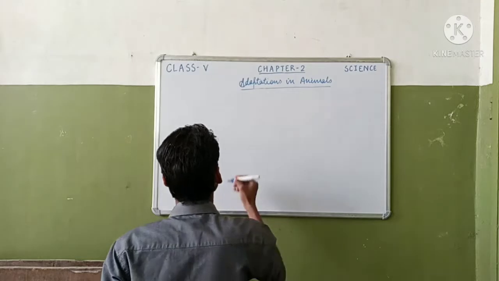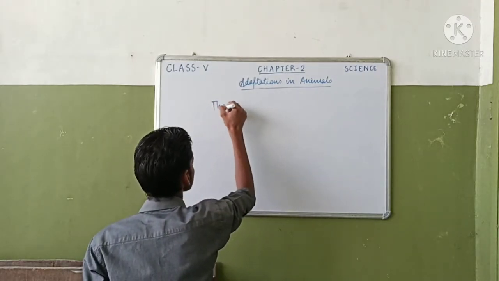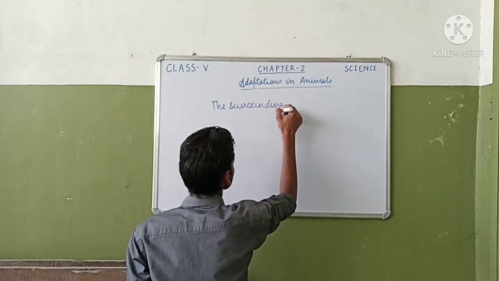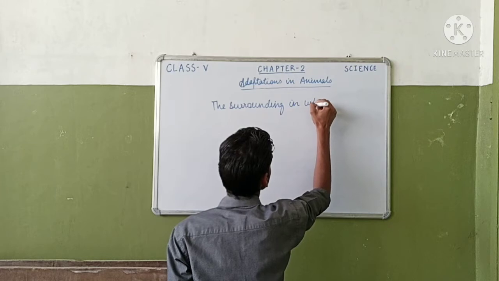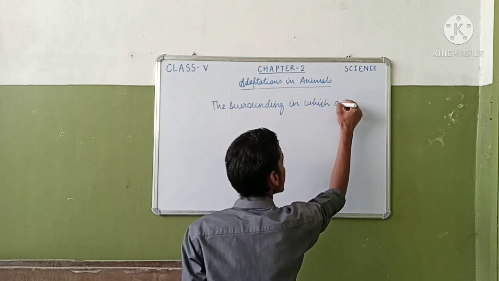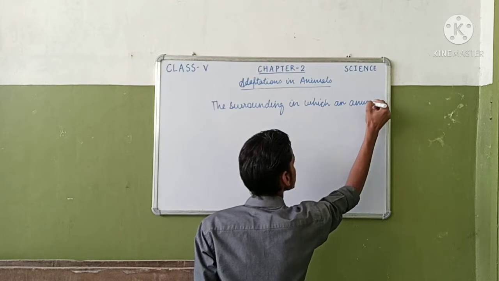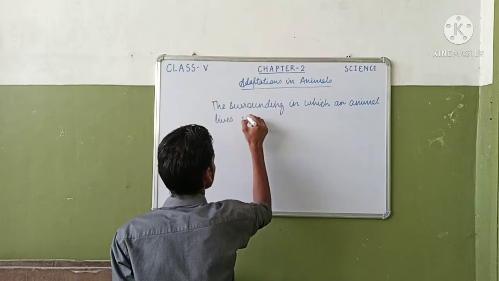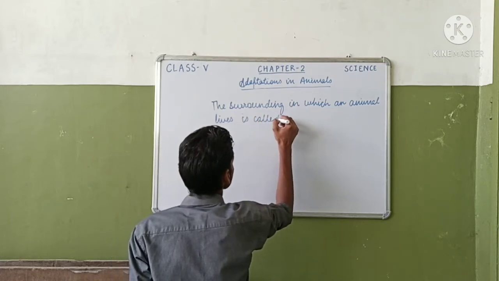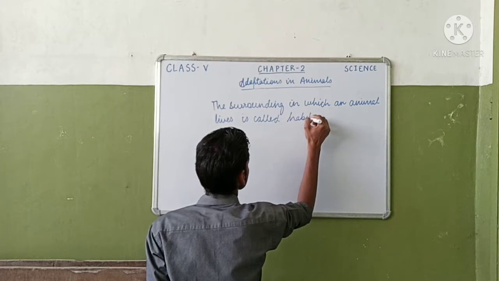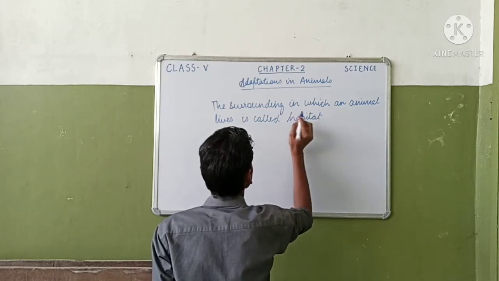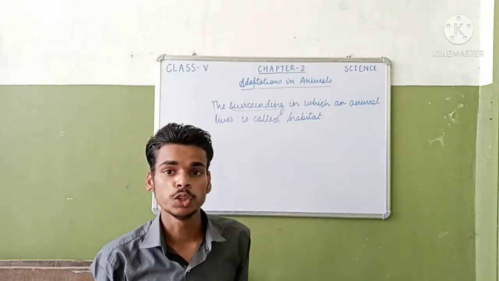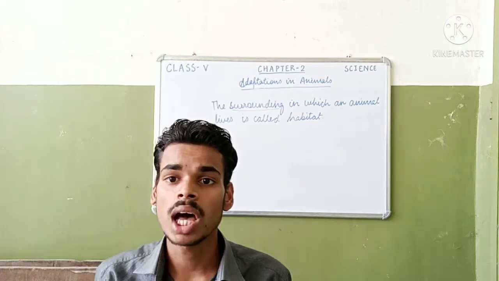What is habitat? Habitat is the surrounding in which an animal lives. Like we humans live on land, so land is our habitat.